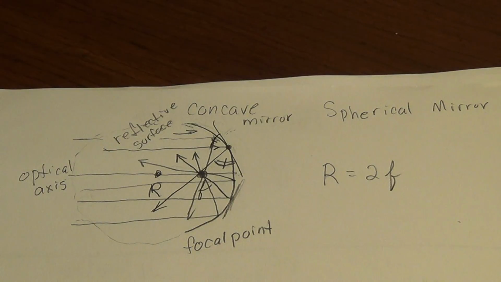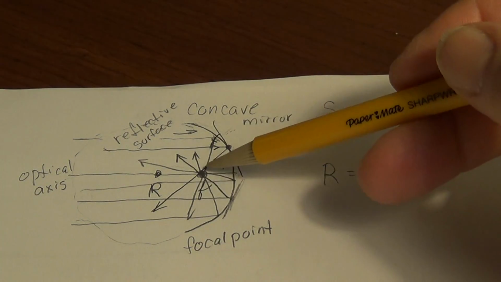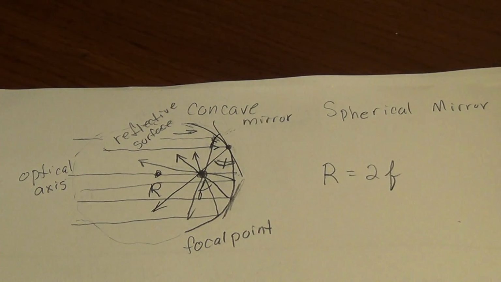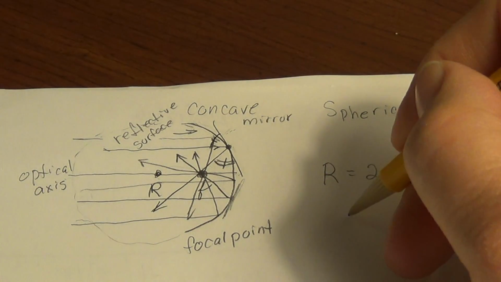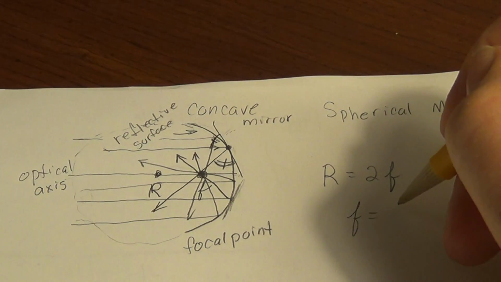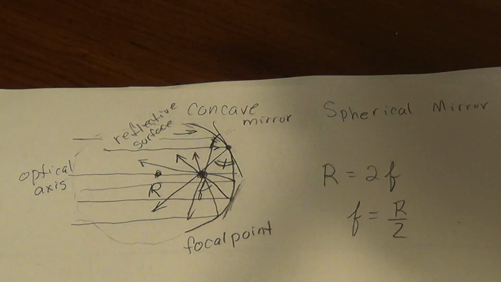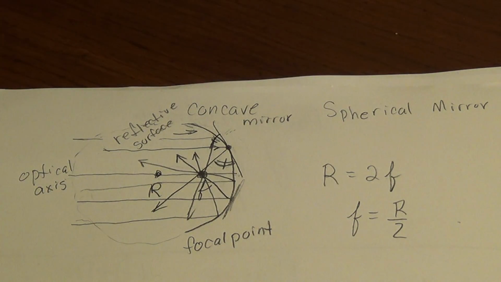So if we know the radius, we can immediately find the focal point by going half the distance. And if we know the focal point, we can find the radius by doubling the distance. Usually the law is written like this: the focal point is the radius divided in half. So either way, it's stating the same principle.